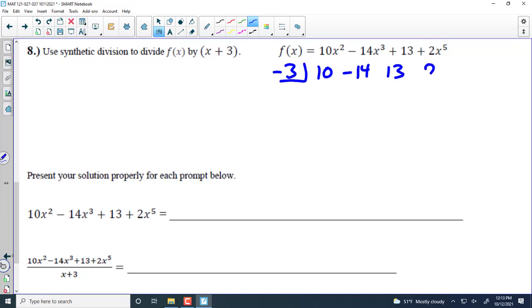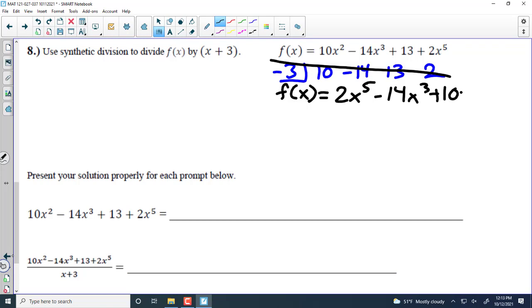Did anyone try to do that problem right there? It's okay if you did, you don't need to tell me. That's a very common mistake, just thinking this thing is all set to go, but it's not set to go, because it's not in the right order. So this thing's got to be rewritten as 2x to the 5th minus 14x cubed plus 10x squared plus 13.